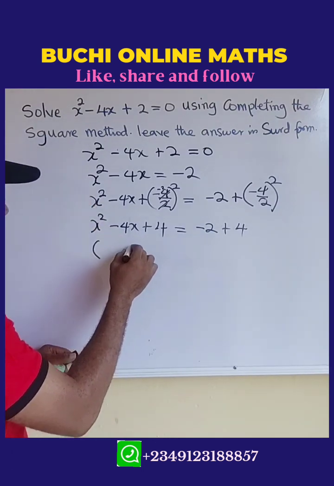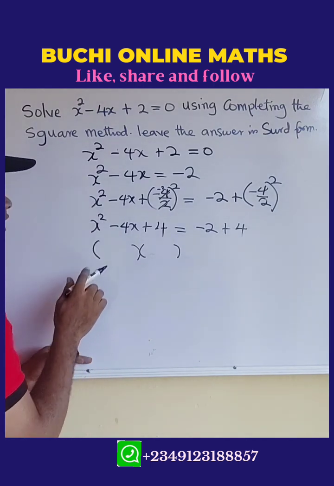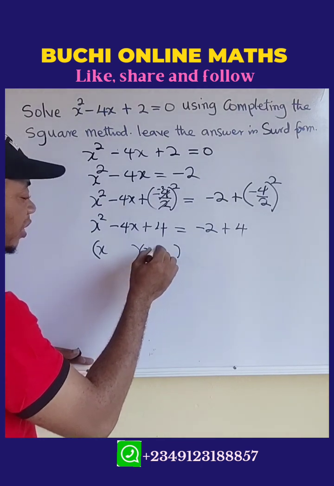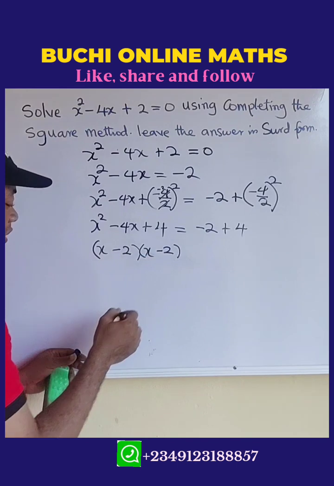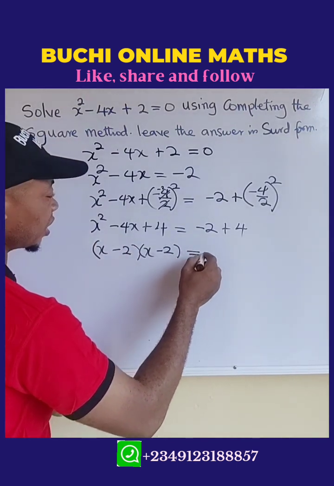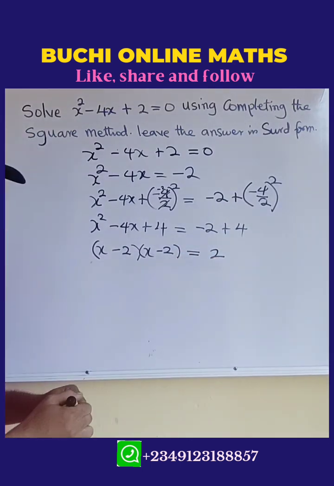So let's open two brackets. That is how we normally do it. Since x is squared, that means x will appear in the first bracket and also appear in the second bracket. Then the first factor is minus 2, second factor is minus 2. This is how to factorize quadratic equation. Everything equals minus 2 plus 4, which will simply give us plus 2.